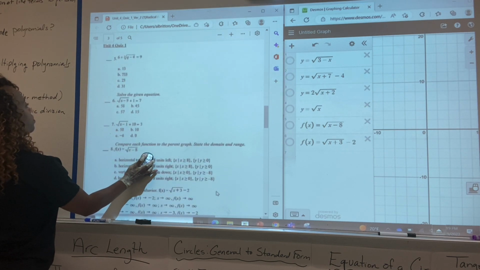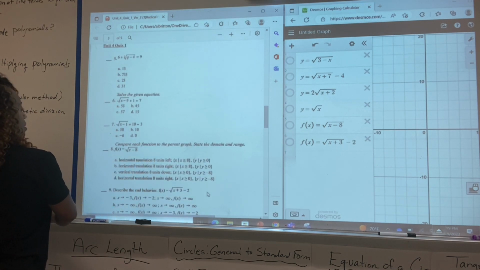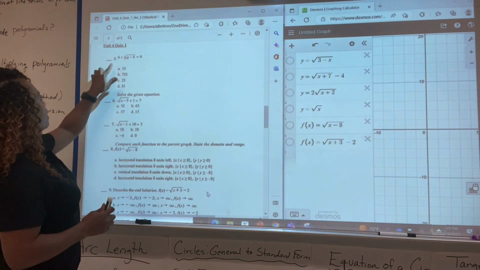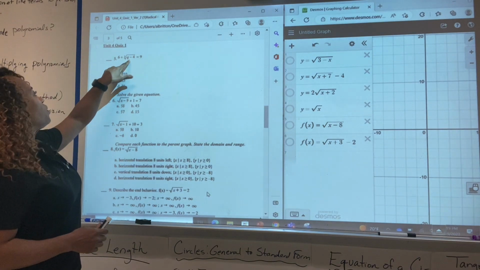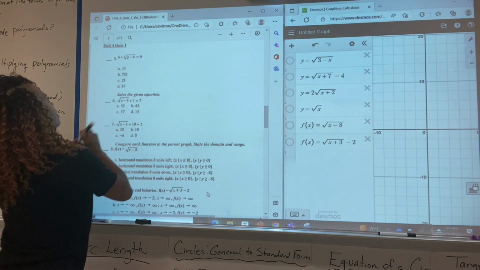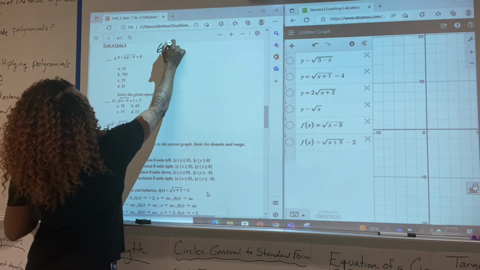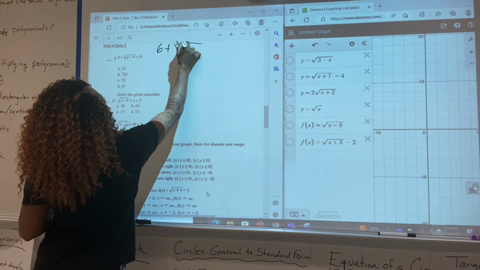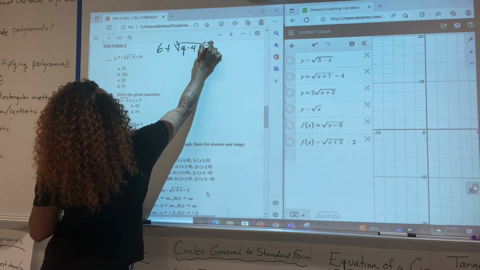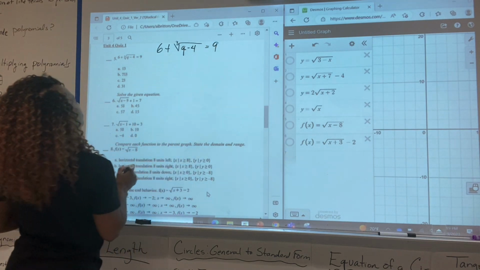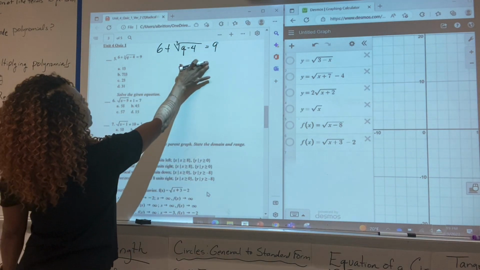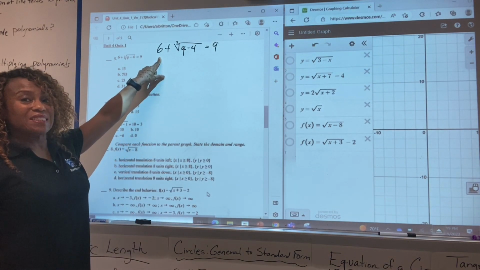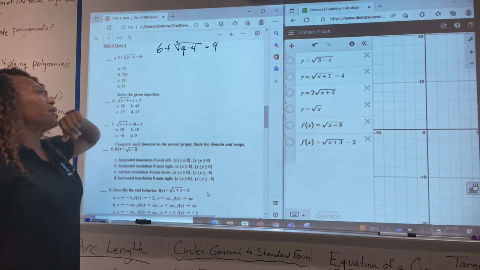Alright, so I'm gonna look at number 5, 6, and 7. Number 5, we've got 6 plus the cube root of q minus 4 equals 9. All right, I'm gonna write this out just a little bit bigger so we can see it. So now the first thing that I need to do is, since I've got a constant isolated by itself, let's go ahead and eliminate that one first.